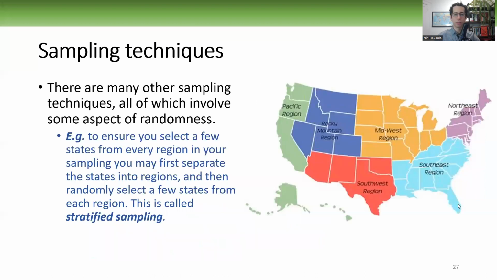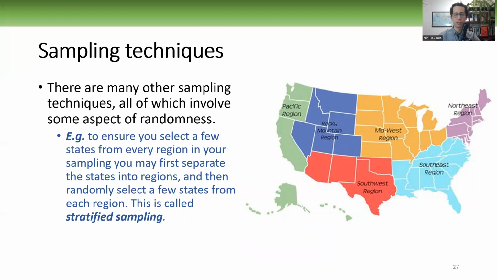There are many other sampling techniques, all of which involve some aspect of randomness. And I point you to the textbook that we're using to examine some more of this. So for example, to ensure you select a few states from every region in your sampling, you may first separate the states into regions and then randomly select a few states from each region. This is called stratified sampling.